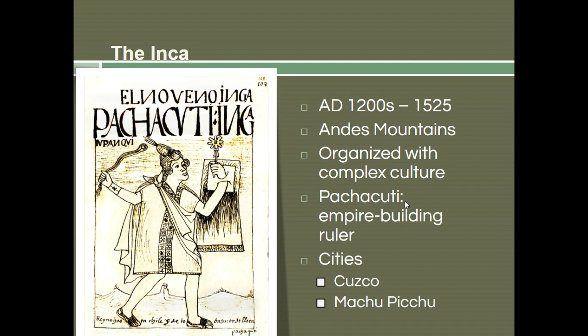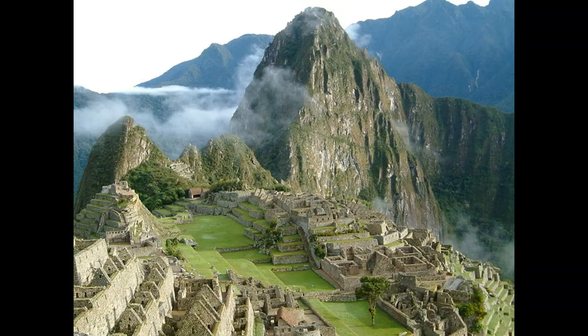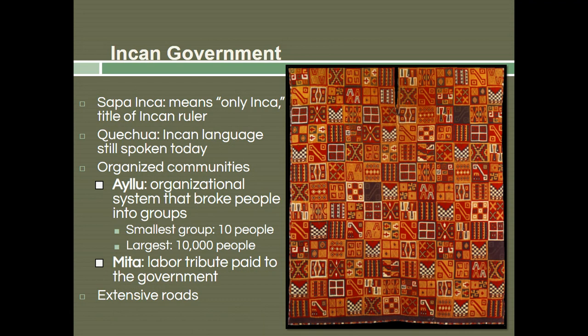So two of their major cities that you need to be able to recognize are Cusco and Machu Picchu. Okay, so here's Machu Picchu. You've probably seen pictures of it before. So this is a sacred city, but you can see again, well organized. All of the architecture throughout the Inca Empire is going to look the same. They have a well organized and strong centralized government. So there's evidence of that through the architecture. It's going to be consistent throughout the entire empire.